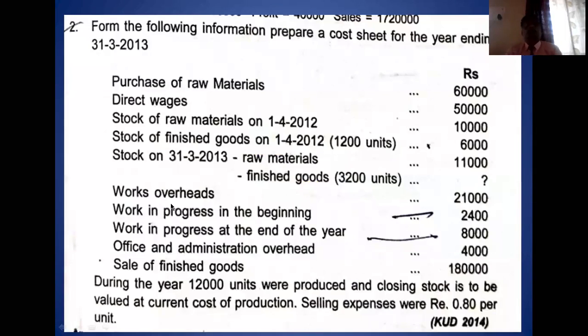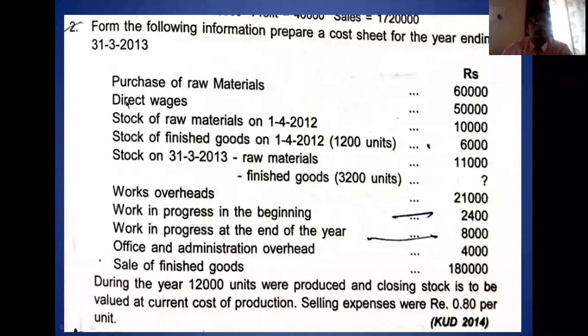Example number 2. This is also from the Bulgar book. I collected all the exercises from the Bulgar book. You see here, question number 2. From the following information, prepare cost sheet. They asked to prepare the cost sheet for the year ending 31st March 2013. This is also for 1 year cost sheet.